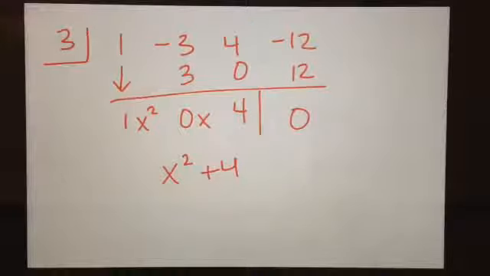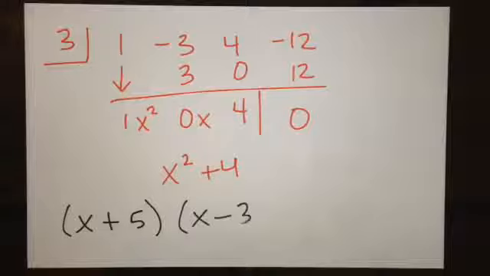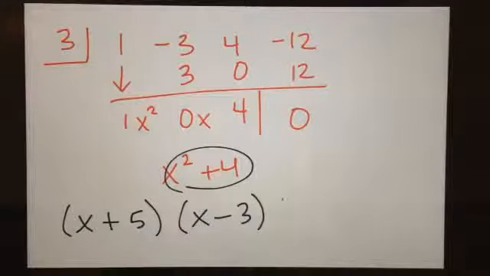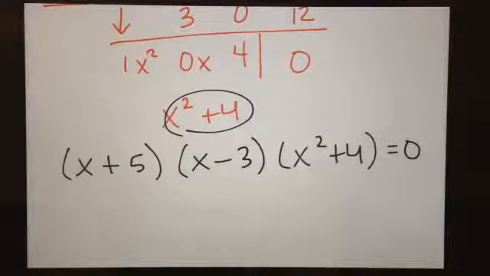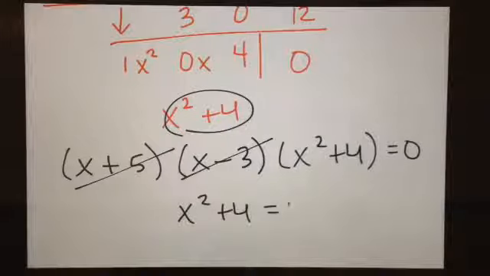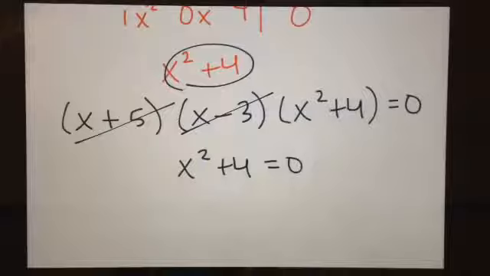So if I was to write this problem out with all of the factors, the first two roots would have been from x plus 5 and x minus 3. And then this last part here is x squared plus 4. And the way, if you guys remember, that we find roots when it's written in factored form like that is we just take each set of parentheses and we make them equal 0. Well, I don't need to do the first two. I already did those. So I'm just going to say x squared plus 4 equals 0. And now I'll go ahead and solve for x.